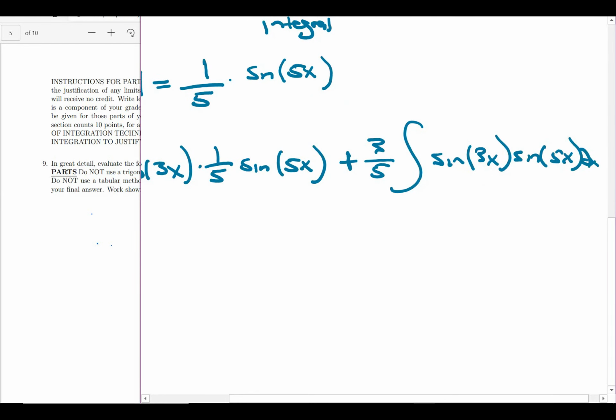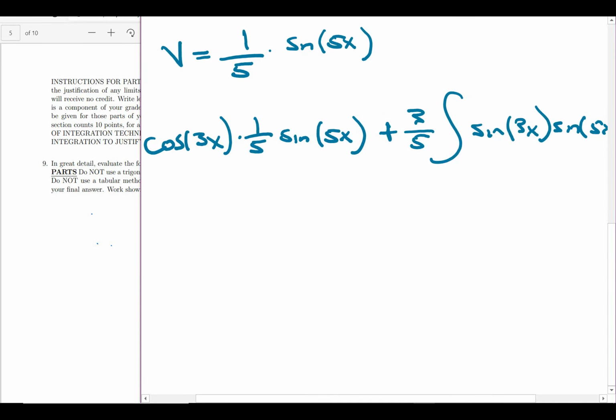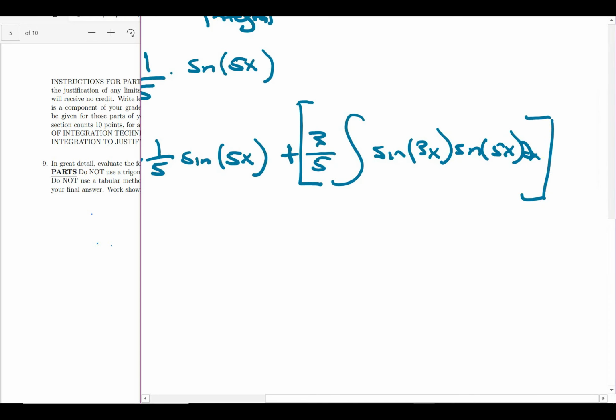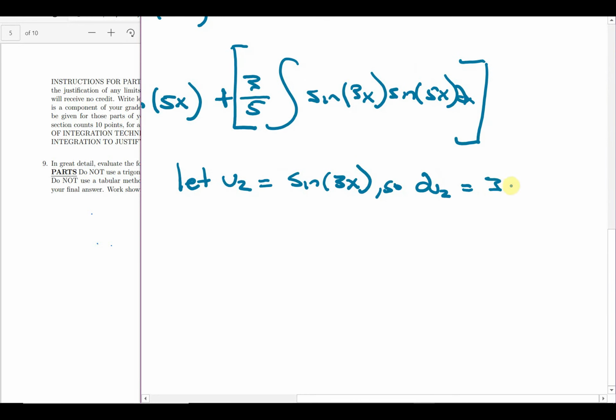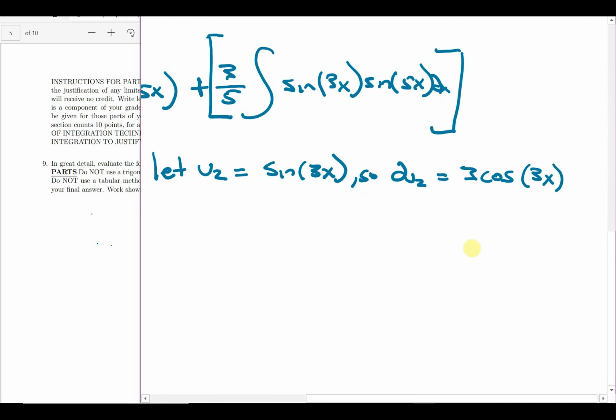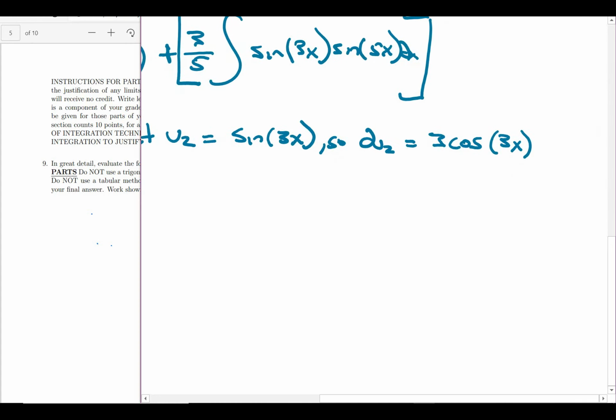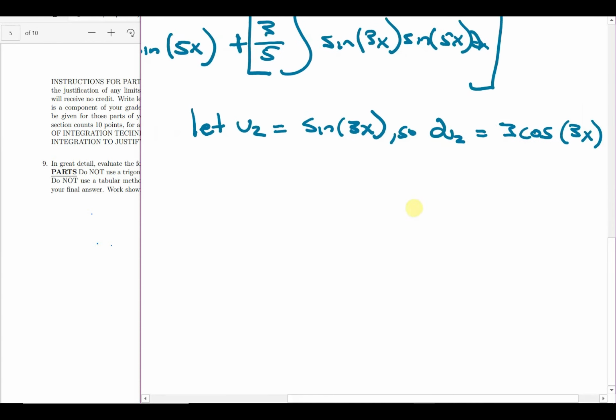Okay, so now we have to do another integration. We're going to focus now on this term, and we're now going to use the integration by parts again. So now we're just going to let u2, second one, is sine 3x. So du2 is 3 cosine 3x. So this is supposed to be dx.